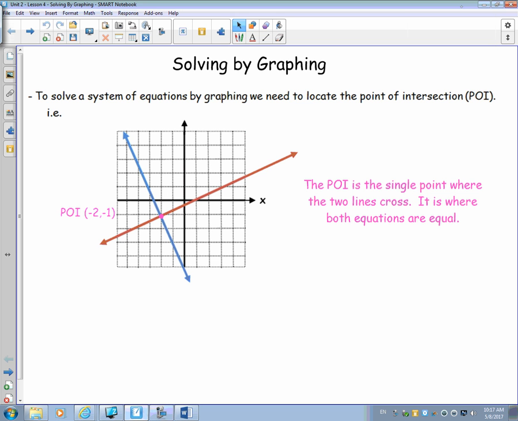In this lesson, we're going to examine what it means to solve a system of equations, and we're going to do it by the method of graphing. There are other methods, and we'll learn about them down the road, but we're going to stick with graphing because that's what we're familiar with.